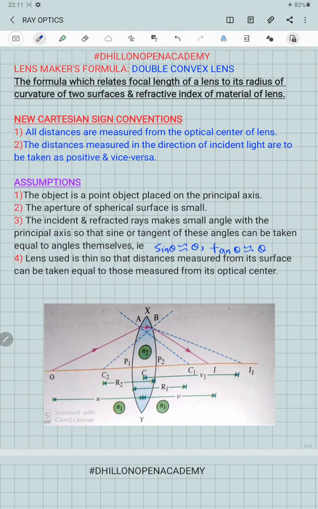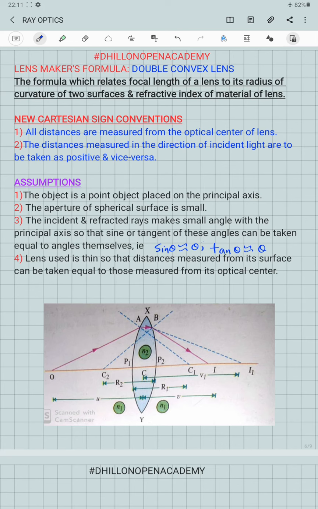Hello students, now we will discuss an important relation which is known as the Lensmaker's formula for double convex lens. The formula which relates the focal length of a lens to the radius of curvature of the two surfaces and the refractive index of the material of the lens is known as Lensmaker's formula.